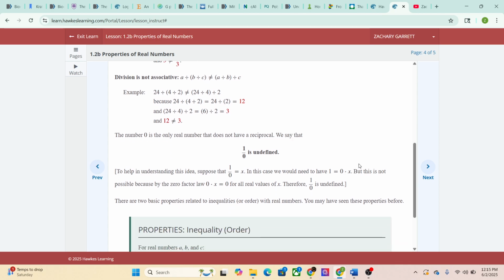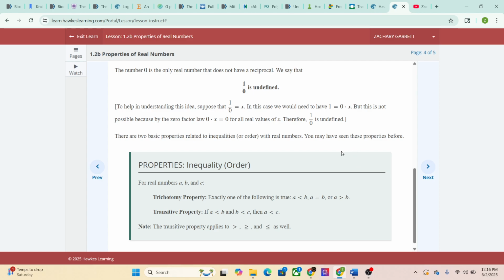The number 0 is the only real number that does not have a reciprocal. We say that 1 divided by 0 is undefined. To help in understanding this idea, suppose that 1 over 0 equals x. In this case, we would need to have 1 equals 0 times x, but this is not possible because by the zero factor law, 0 times x equals 0 for all real values of x. Therefore, 1 over 0 is undefined.